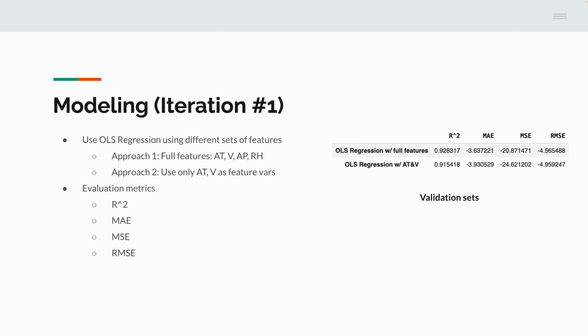Considering the linear nature of our observed input variables and target variable, we will try different types of regression models in this project. Based on the strong correlation observed between AT and V with our target variable PE in the previous data analysis, I tested the performance of the OLS regression model, which is the linear regression model, under different feature variables in the first iteration. The first scenario included all feature variables, while the second scenario only used temperature and exhaust vacuum as feature variables. The evaluation metrics used in this project are R-squared, MAE, MSE, and RMSE.